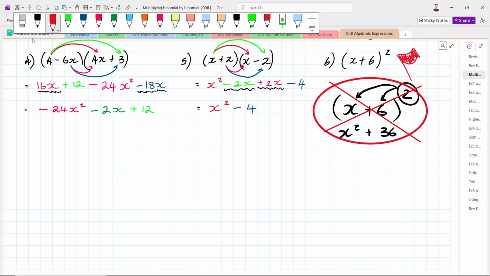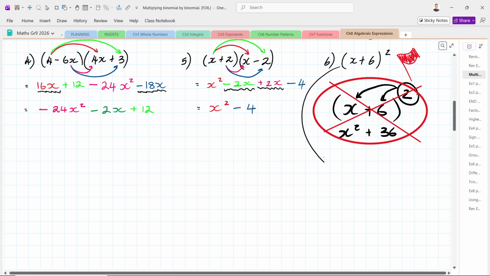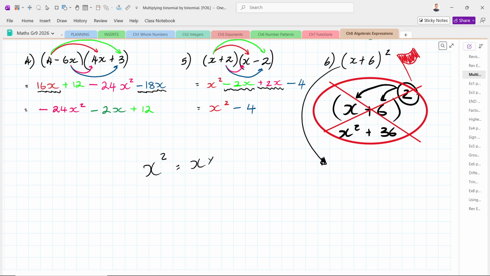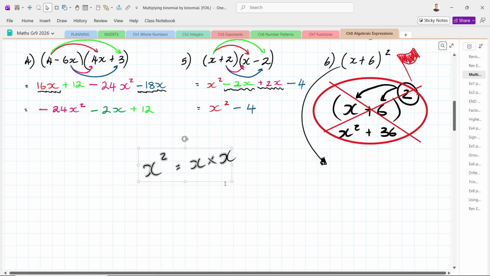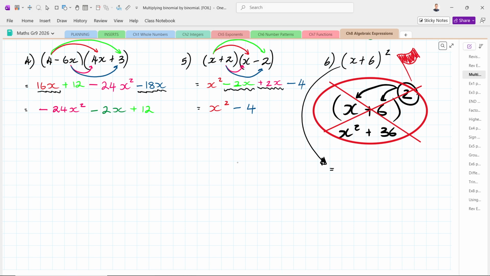This, in actual fact, remember what an exponent is. If I have x squared, that is just the same as x times itself twice. So by that same logic, if I have a bracket squared, it is just the same as that bracket times itself twice. So that means we still have to FOIL it properly.